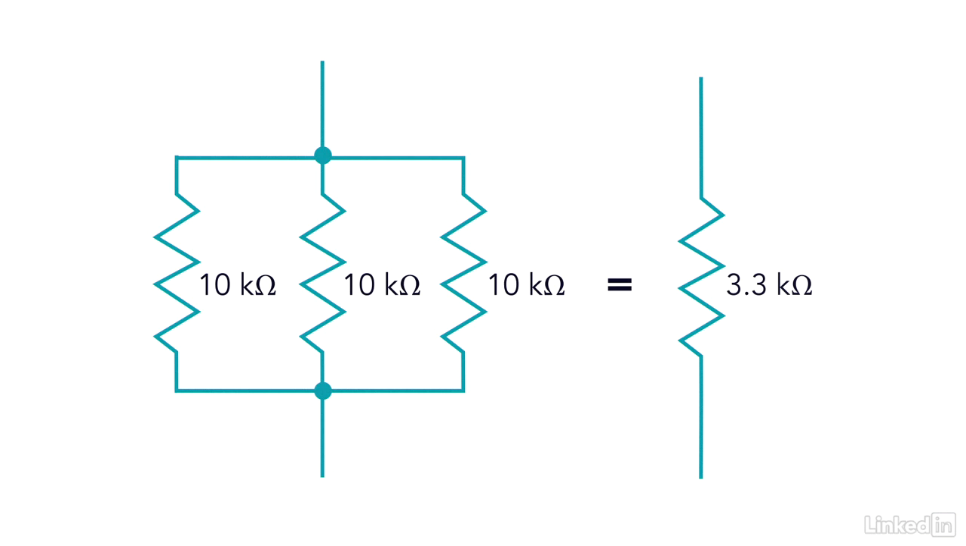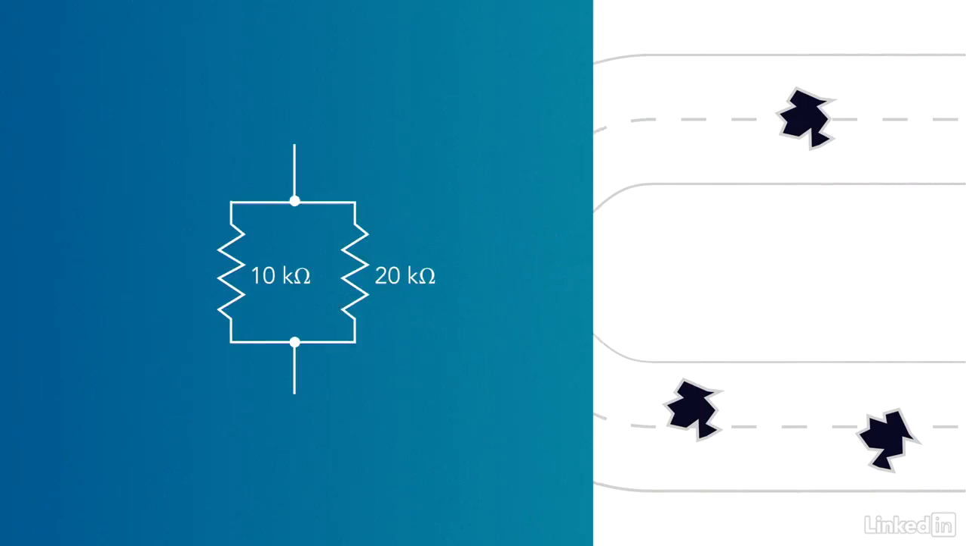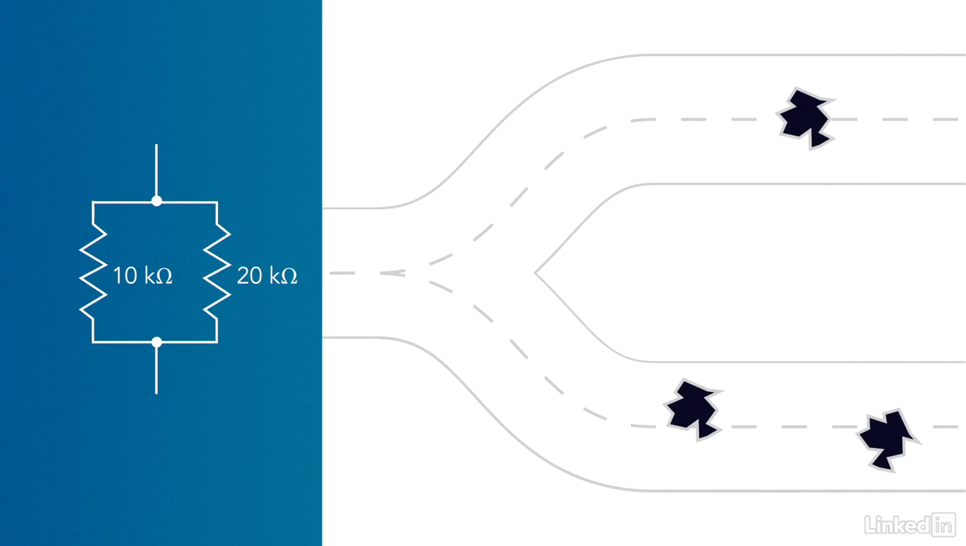When you combine multiple resistors in parallel with different resistor values, things get a little bit trickier. Consider these two resistors in parallel with different values. Using the road analogy, the 10 kiloohm resistor on the left represents a road with some obstacle on it, perhaps some potholes. That means we can treat the 20 kiloohm resistor on the right like a road with twice as many potholes. So it's twice as difficult to drive down the 20 kiloohm road as the 10 kiloohm road.